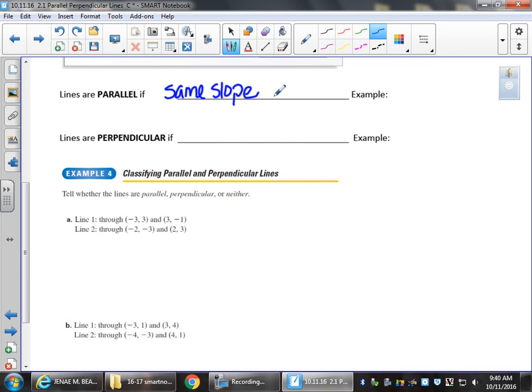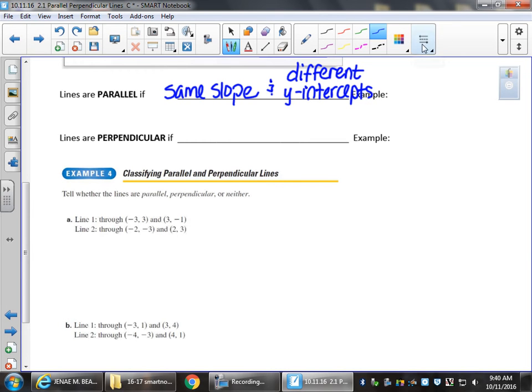What's different though? Same slope but different. Let's think about that. For lines to be parallel, they have to have the same slope, but they have to have different what? Very good. Different y-intercepts. We did the "and" sign. Or just write the word and, however you choose to draw it.